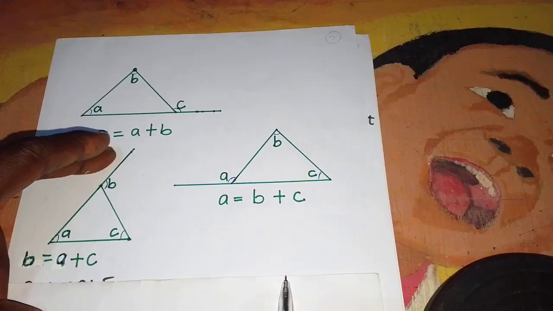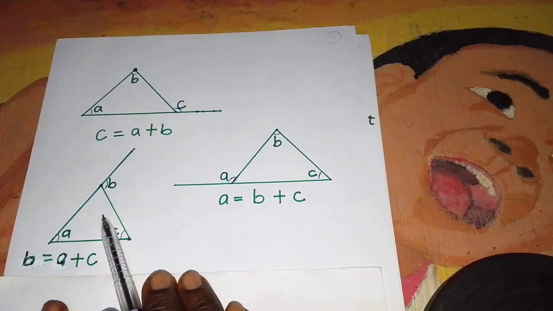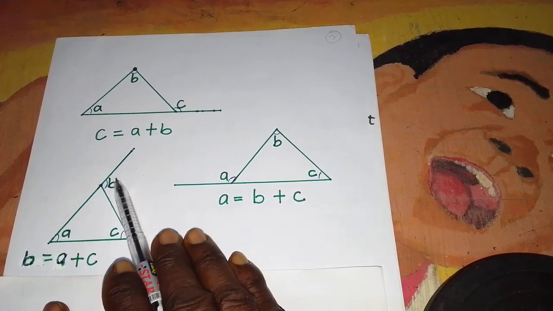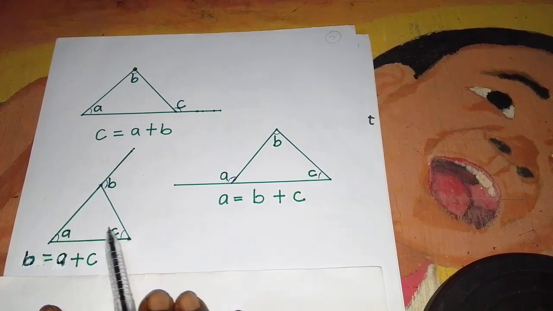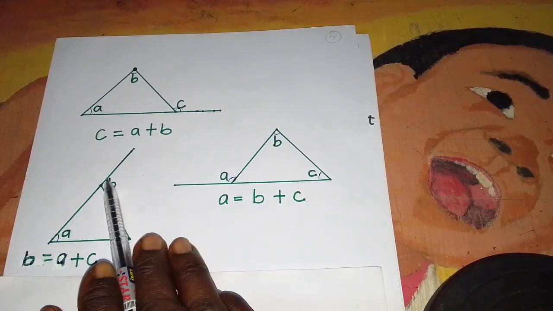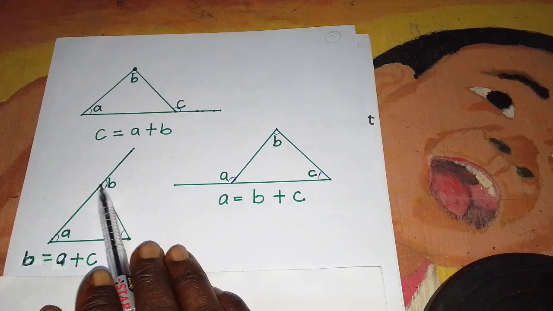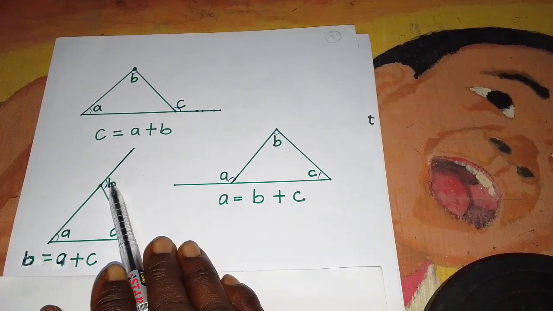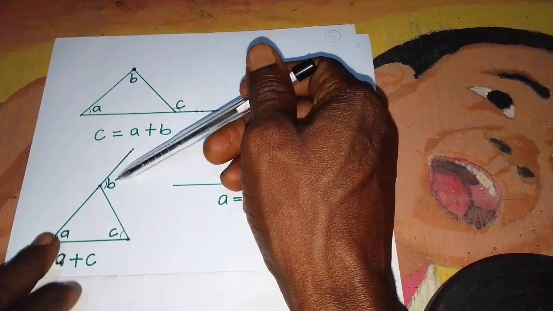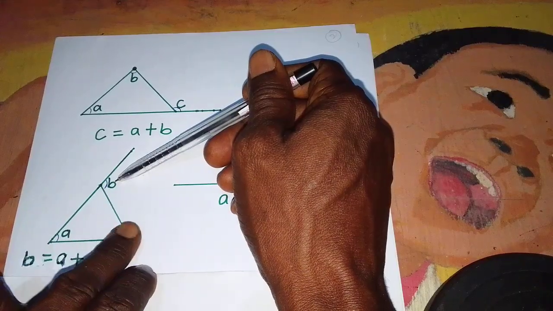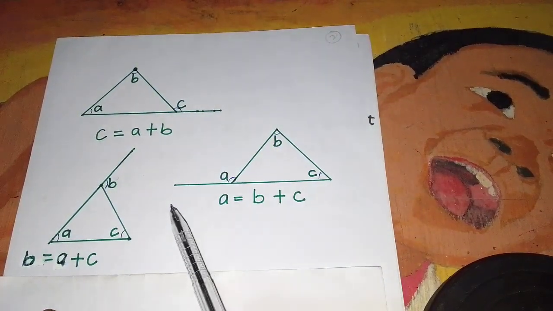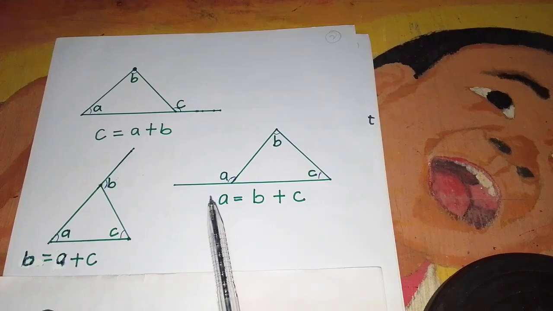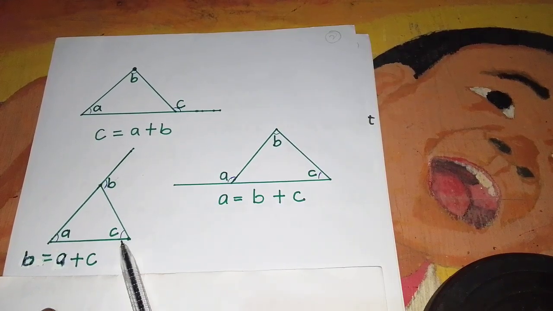Another rule, you can have the diagram like this. This is an exterior angle here. Then these are the interior angles. So this B could be the addition of these two opposite interior angles. So it says that the exterior angle of a triangle is equal to the sum of the opposite interior angles.